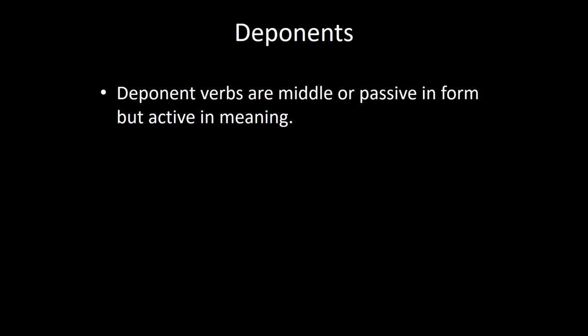Now to deponents. This is a new word for you. A deponent verb is a verb that is middle or passive in form, but active in meaning. It's middle or passive in form, but it's active in meaning. So it looks middle passive, but how do you translate it? You translate it as active.